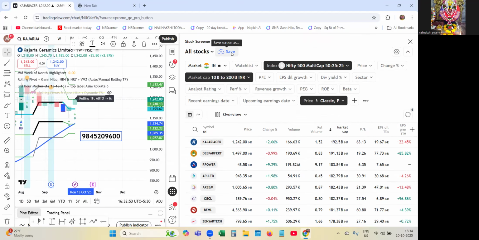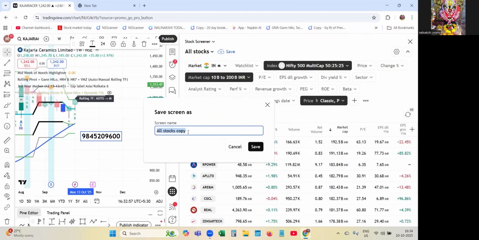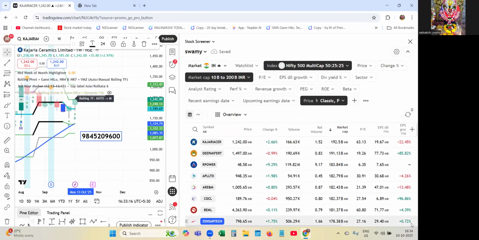You can save the screen with whatever name you like, your personal name, and you can save it. Okay. And let me save it as Swami. Because it is my surname, my husband's name, I'm going to save it like this.